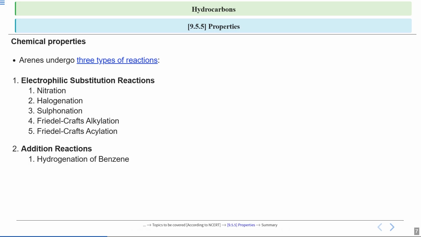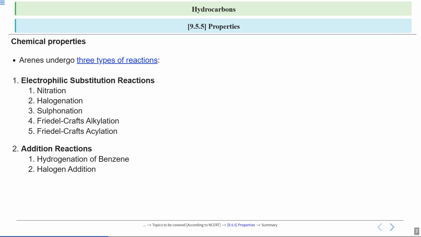First is hydrogenation of benzene. So it is an example of addition reaction. Here hydrogen gas is added to benzene under high pressure and temperature using a catalyst to form cyclohexane. This process is used for the production of nylon and other materials.